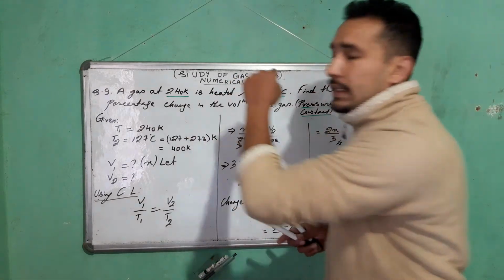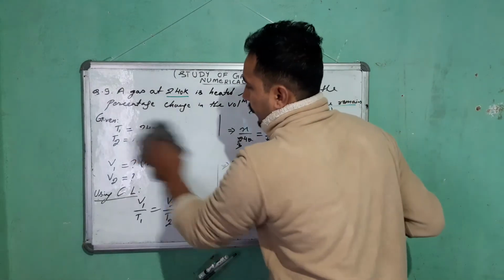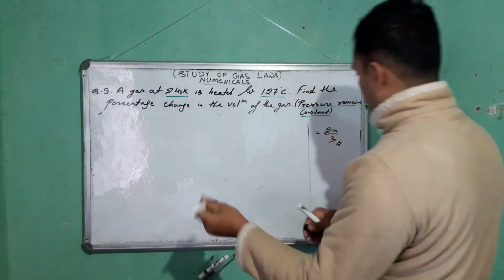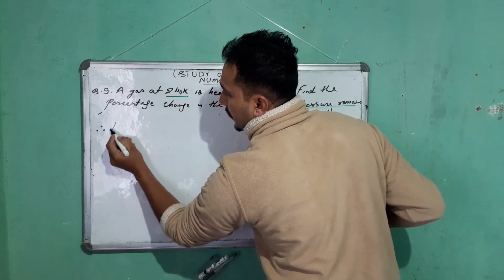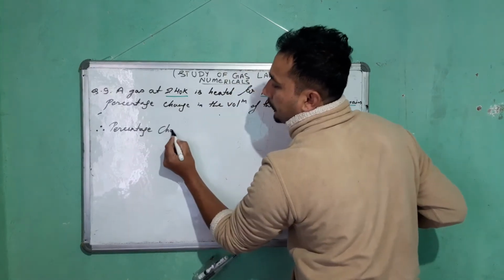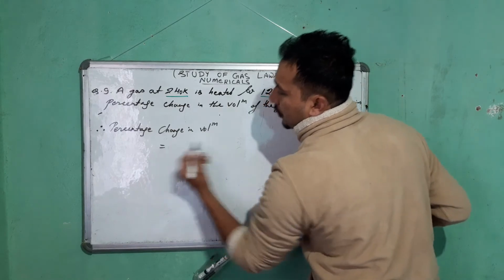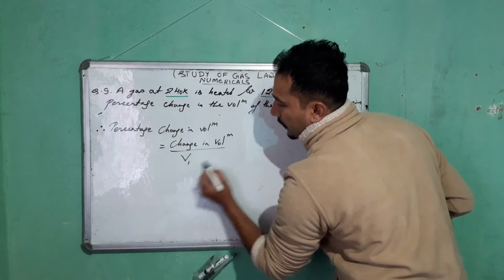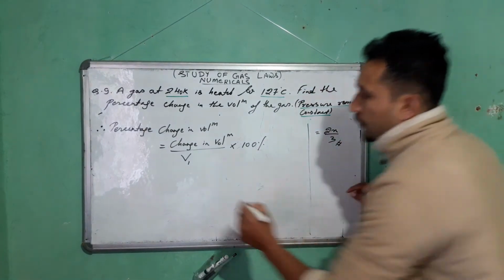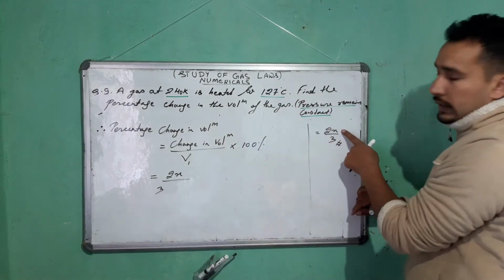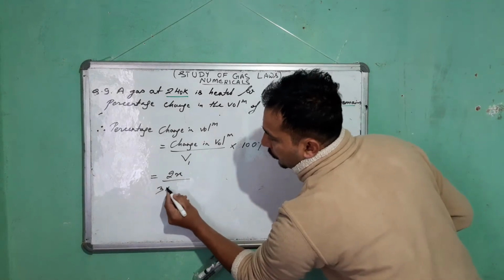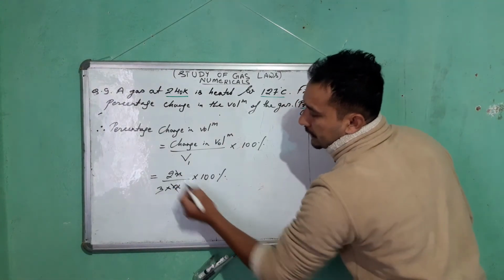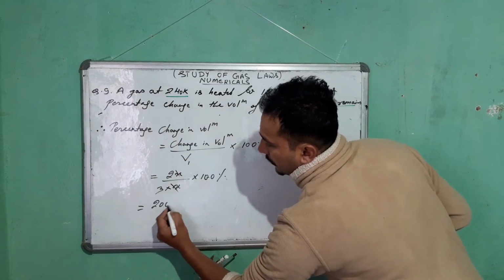Now let's calculate the percentage change in volume. Therefore, percentage change in volume is equal to change in volume divided by original volume V1, into 100%. The change in volume is 2x upon 3, and V1 is x, as we have considered, into 100%. x and x get cancelled. 2 into 100 is 200, divided by 3%.